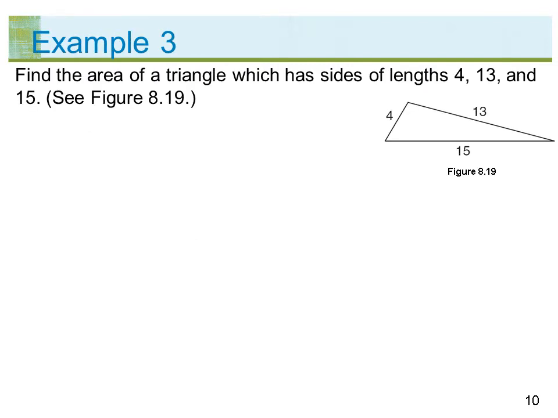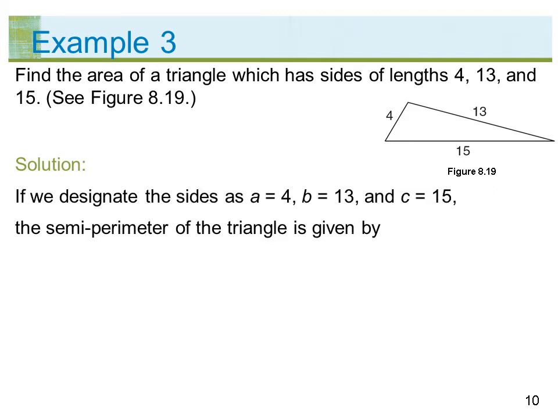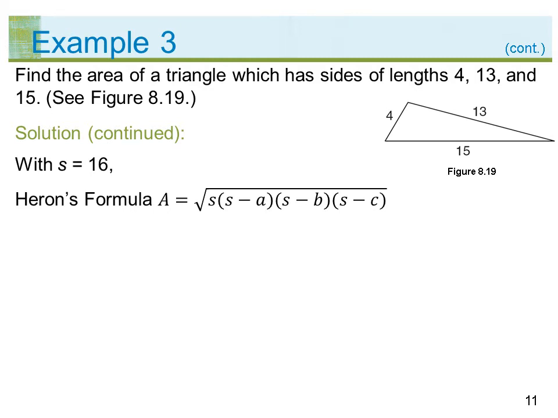Find the area of a triangle which has sides of lengths 4, 13, and 15. See figure 8.19. Solution. If we designate the sides as A equal to 4, B equal to 13, and C equal to 15, the semi-perimeter of the triangle is given by S equals 1/2 the sum of 4 plus 13 plus 15, 1/2 times 32. S equals 16.